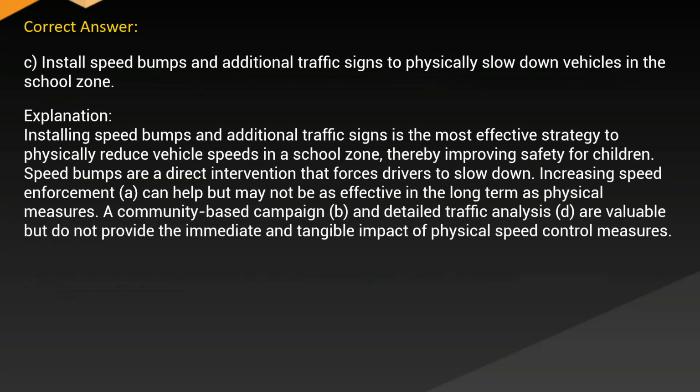Correct answer. C. Install speed bumps and additional traffic signs to physically slow down vehicles in the school zone. Explanation. Installing speed bumps and additional traffic signs is the most effective strategy to physically reduce vehicle speeds in a school zone, thereby improving safety for children. Speed bumps are a direct intervention that forces drivers to slow down.